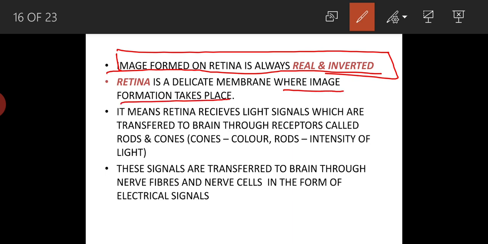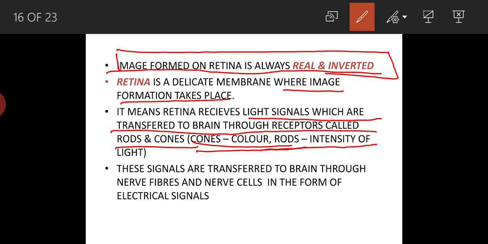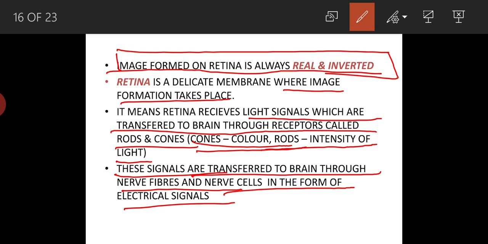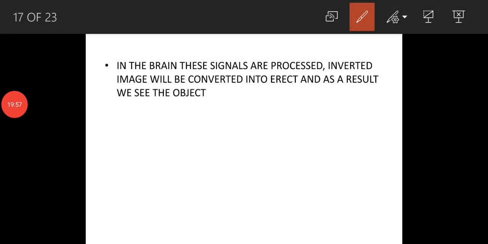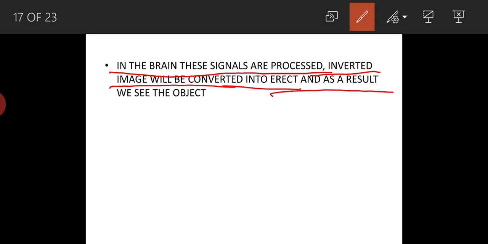It means the retina receives light signals which are transferred to the brain through receptors called rods and cones. Cones will transmit color and rods will transmit the intensity of the light. These signals are transferred to the brain through nerve fibers and nerve cells in the form of electrical signals. In the brain, these signals are processed and the inverted image will be converted into erect, and as a result we see the object.